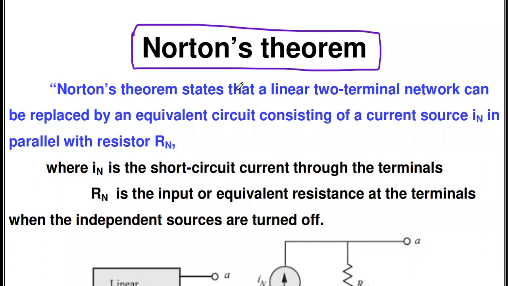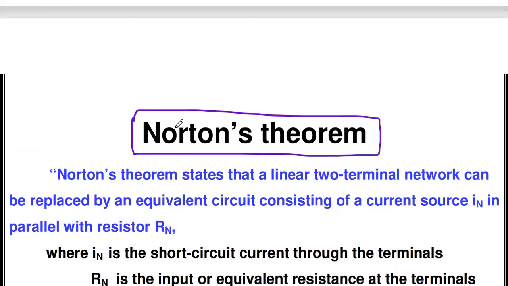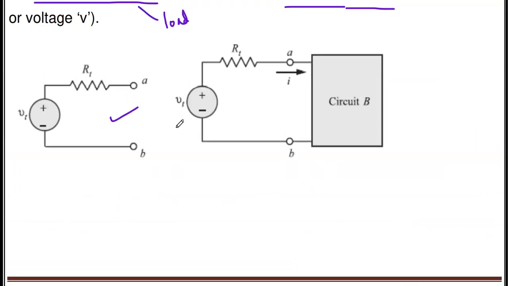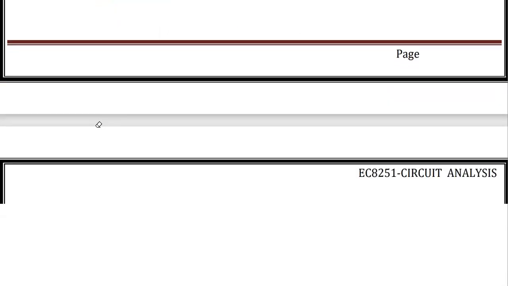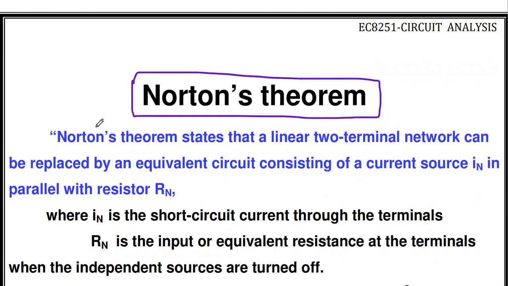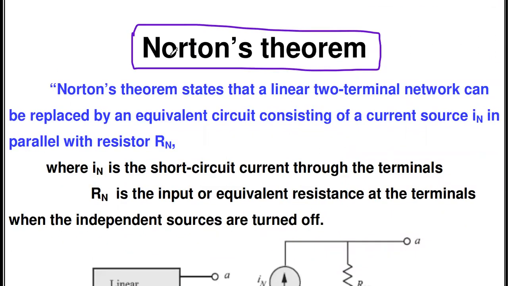This Norton's theorem is similar to Thevenin's. In Thevenin's theorem, which we discussed in the previous video, any complex circuit can be replaced by one voltage source in series with the Thevenin's resistance RTH. This is Thevenin's theorem. Thevenin's theorem is a voltage source model, but Norton's theorem is a current source model.